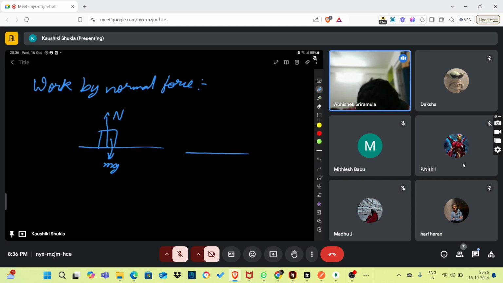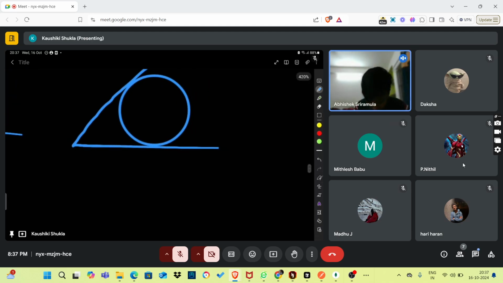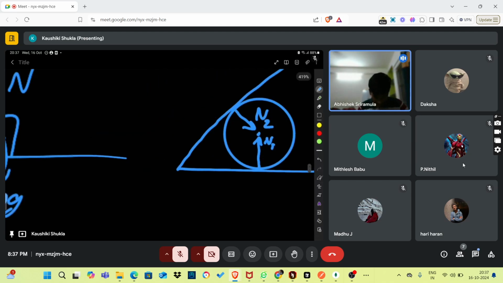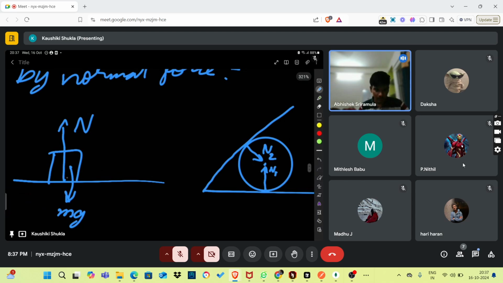You might have learned it in Newton's laws of motion, that if you have a circular body like this, and let's say you have, yeah, for this body, the normal force always acts perpendicular to both the surfaces. This is normal 1, this is normal 2, you see. So here also, for this block the normal force is acting upward, perpendicular to the body.